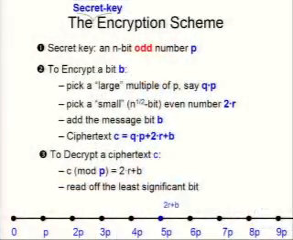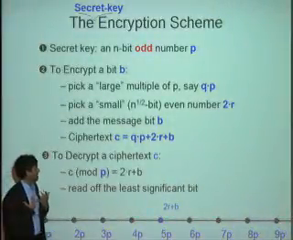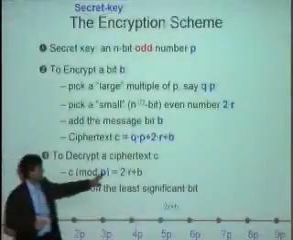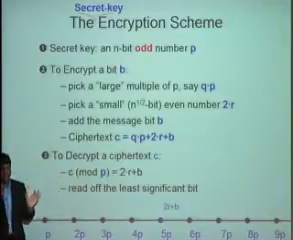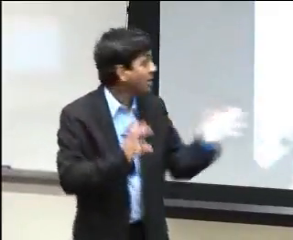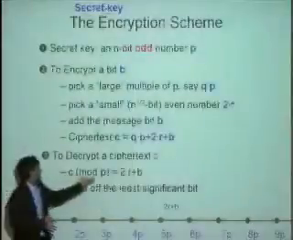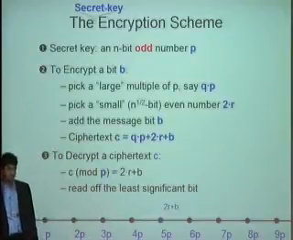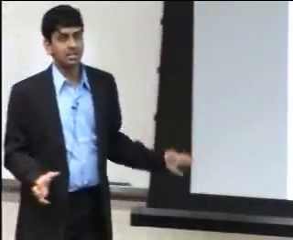How do I decrypt this ciphertext? I'm the decryption algorithm, I have the secret key. If I take the ciphertext modulo p, what I get is the noise term, 2 times r plus b. In fact, the key thing to note is that I get the exact noise term. I do not get 2 times r plus b mod p. I get that number by itself. That's an important thing to note. And now, once I have this noise term, I can just read off the least significant bit, and that's the decryption algorithm. So this is the entire encryption scheme.